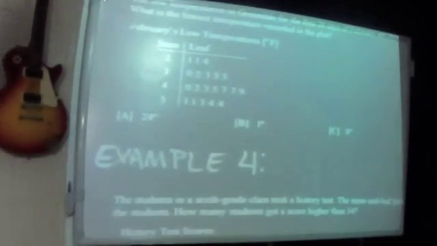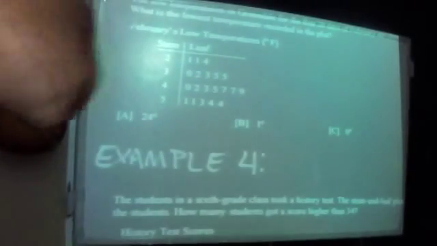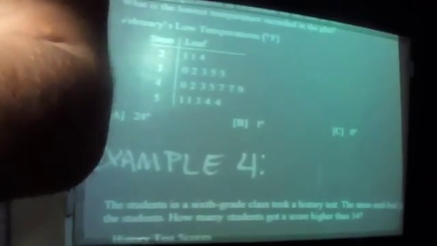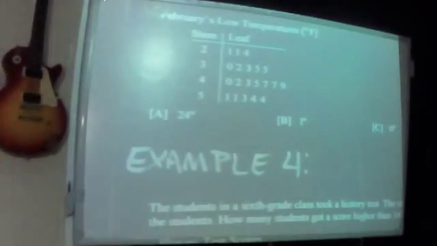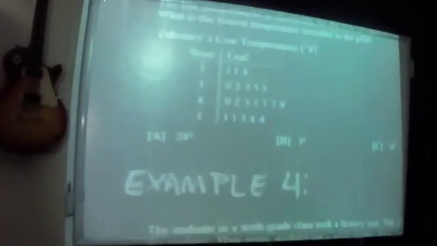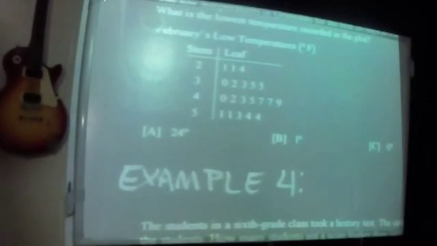This one talks about temperature. All right, the temperature in Greendale for the first 20 days of February is shown in a stem and leaf plot. So they're not saying that these are in order. They're saying we just took the first 20 days of February, and these are our temperatures. And these are, let's see, the lowest temperature of the day. Right here.